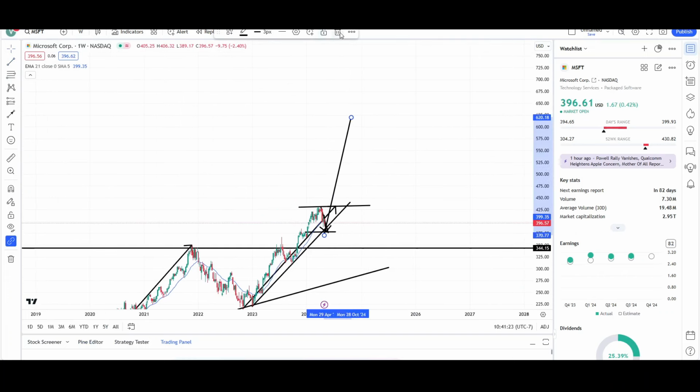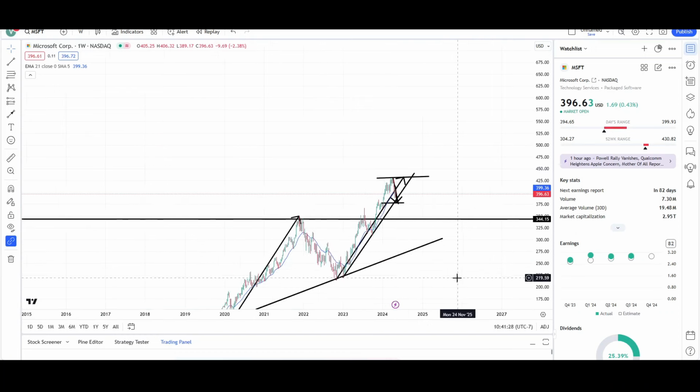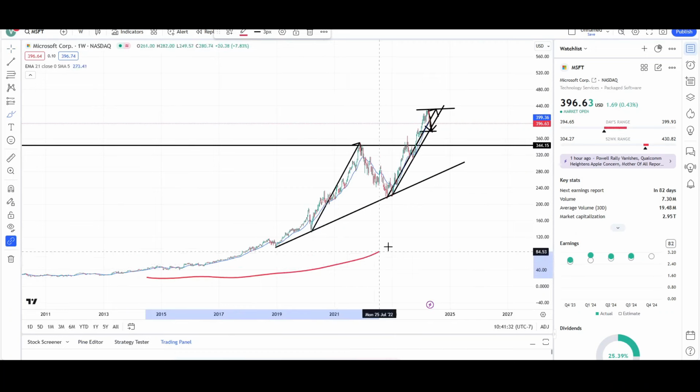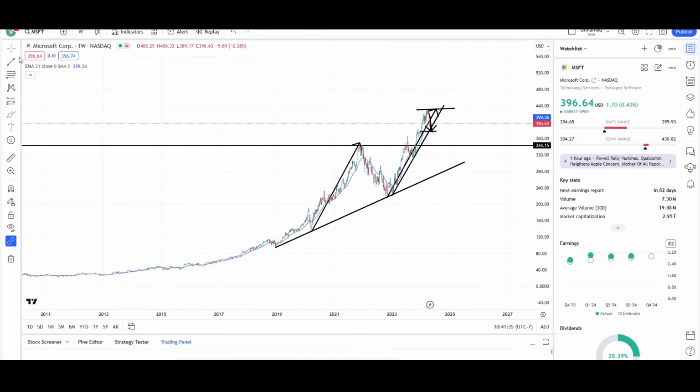So again, I think we're going to see a blow off top from a lot of these tech stocks. It just looks like that's what the chart is priming to do, some sort of exponential curve like that. And then we'll probably see a drop.